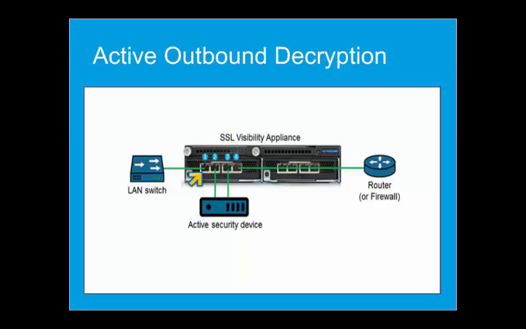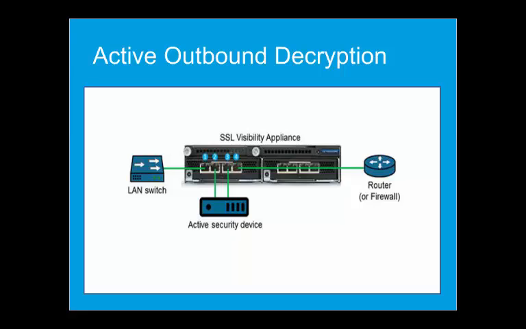With port 1 connected to the local network, and port 2, the security device, port 3 on the other side of the security device, and port 4 on the outside of the network, a failure will allow the security device to continue to receive all traffic. The only loss, in this case, will be the SSL decryption.